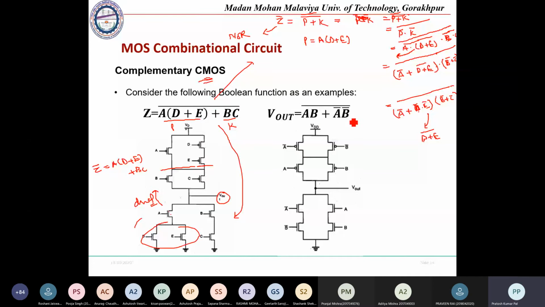Similarly, if this is the function we need to implement, we will change the output to out bar, and we will be removing this one. Once it is removed, A and B is there. So A and B multiplication is there, so A and B will be in series. Similarly, A bar and B bar is there in the series multiplication form, so it will be in series, A bar and B bar.